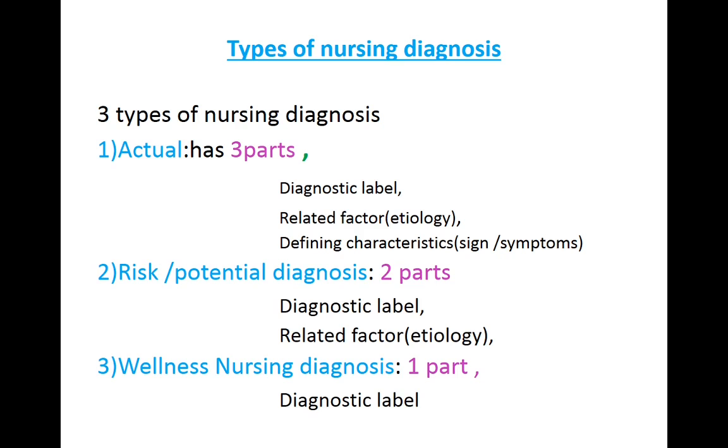Now we have three kinds of nursing diagnosis. I have already told you about actual and risk or potential nursing diagnosis, but then where is the other one coming from? Another one: wellness nursing diagnosis. One more is there. Okay? Have you heard about this? Anyone? Wellness nursing diagnosis? Are you sure?